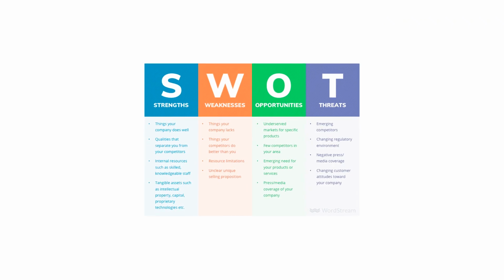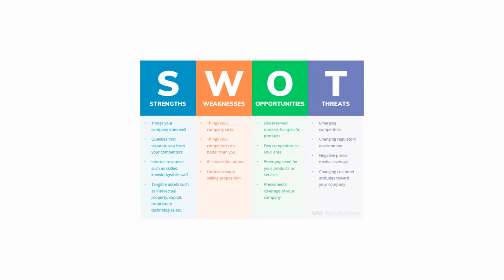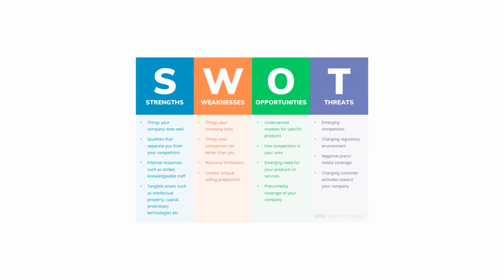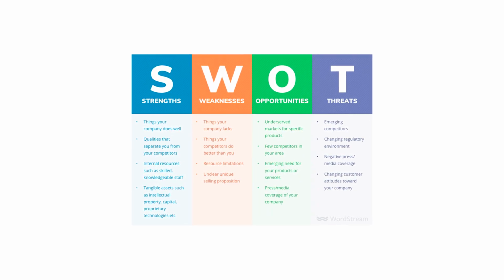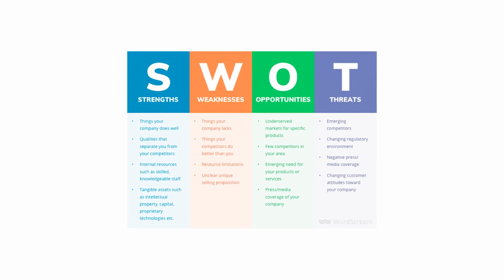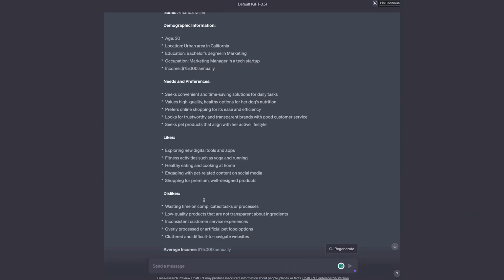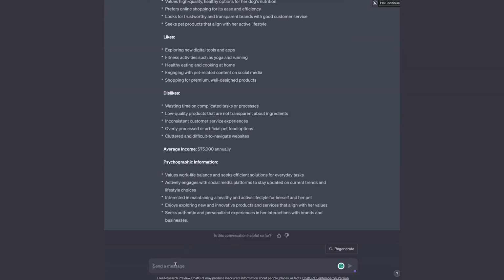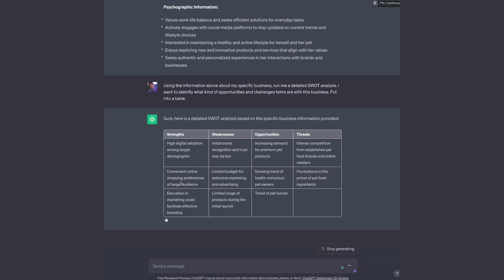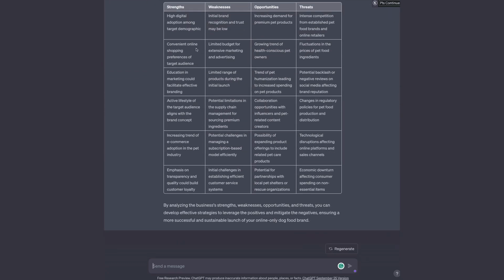So to dig a bit deeper into the industry or even the opportunities of this business, you can then run a SWOT analysis. For those who aren't aware, SWOT stands for strengths, weaknesses, opportunities, and threats. Since we've already had a conversation with ChatGPT up to this point in regards to demographics, interest in industries, and even target audience, now we can just nudge along to understand the opportunities. You can write a simple prompt like: using the information above about my specific business, run me a detailed SWOT analysis. I want to identify what kind of opportunities and challenges there are with this business.